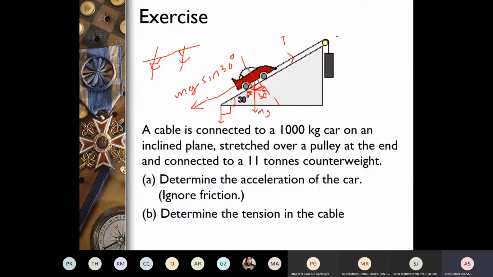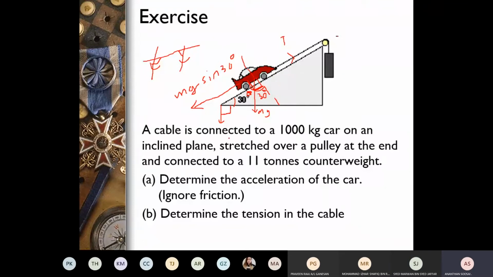So open the angle, you use sine 30. So what is the force acting down? Mg sine 30. What is the force acting up? Tension. Okay, so these are the car's forces.